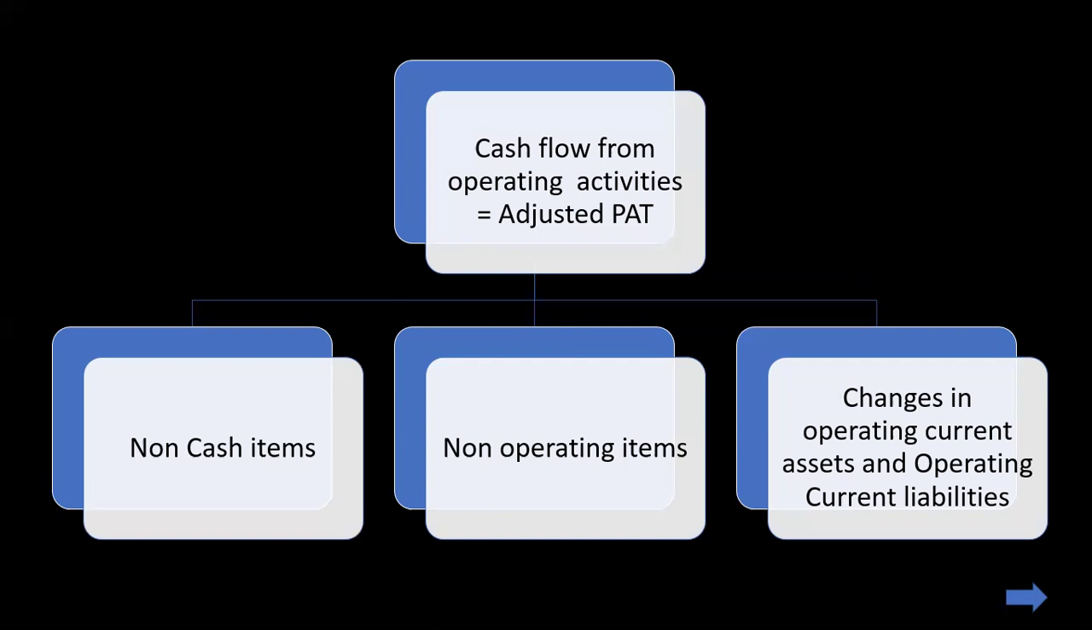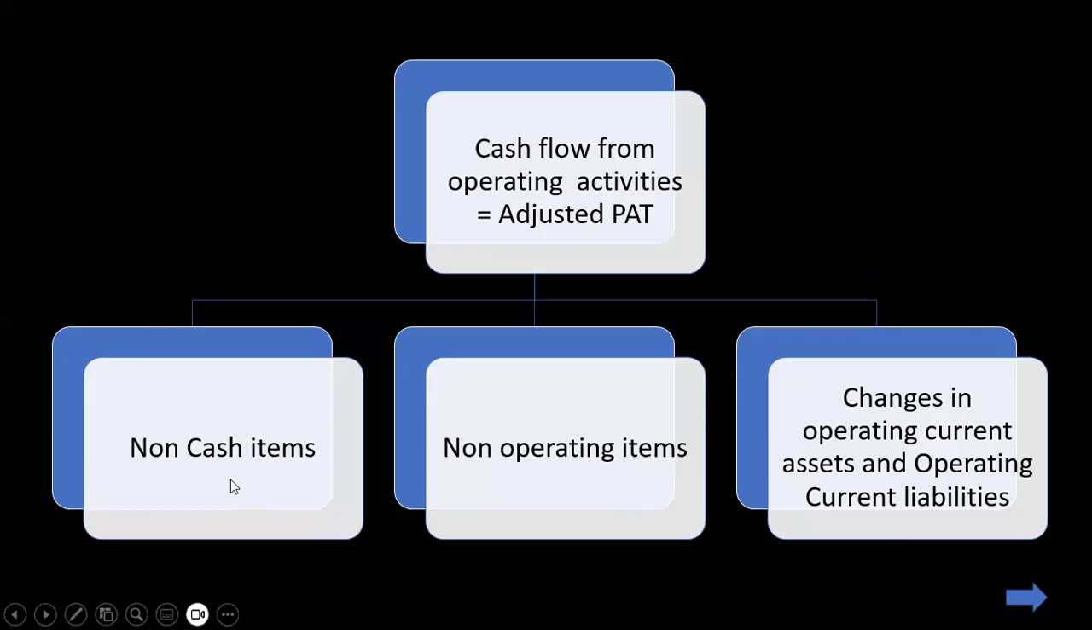So what are those adjustments? Profit is derived by using the accrual concept and matching concept, whereas the cash is actual. So the adjustments are related to this actual, accrual, and matching. And what are those adjustments? The adjustments are for non-cash items, non-operating items, and the changes in the operating current assets and current liabilities.